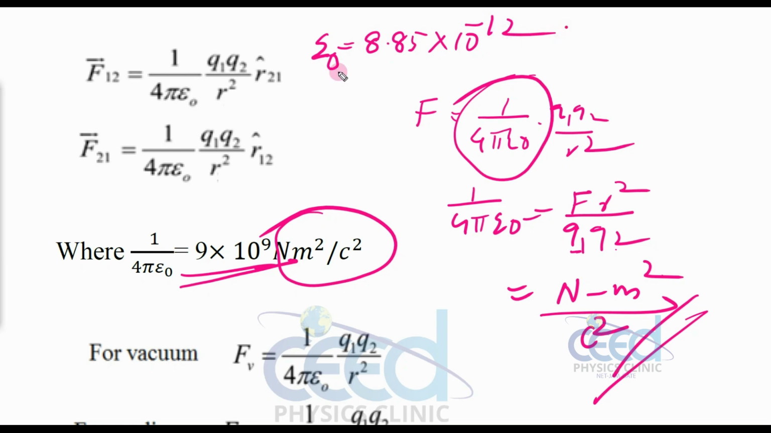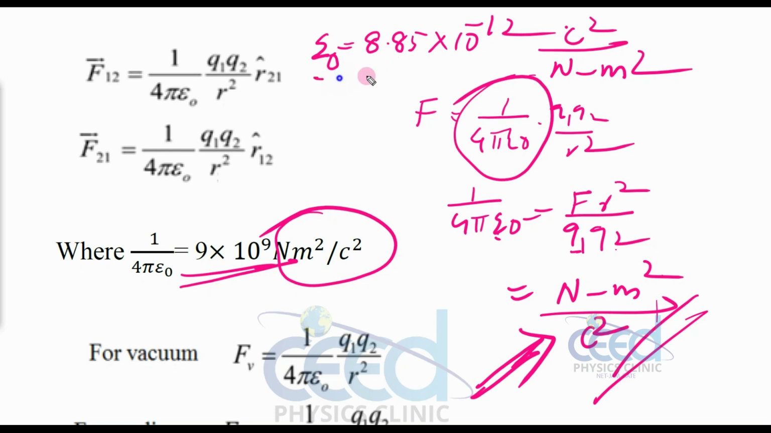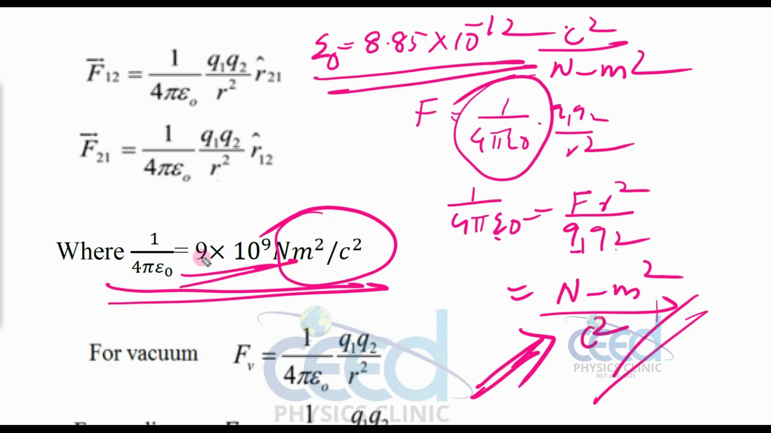And what is the unit of this epsilon 0? If you reverse, this is 1 by 4 pi epsilon 0. To get the unit of epsilon 0, you can take the reciprocal, because 4 pi has no unit. So the unit of 1 by epsilon 0 is as we know, and its reciprocal is coulomb square divided by Newton meter square. So epsilon 0 value is 8.85 into 10 raised to minus 12 coulomb square per Newton meter square, and 1 by 4 pi epsilon 0 value is 9 into 10 raised to 9 Newton meter square per coulomb square. These values are very important when it comes to problems.